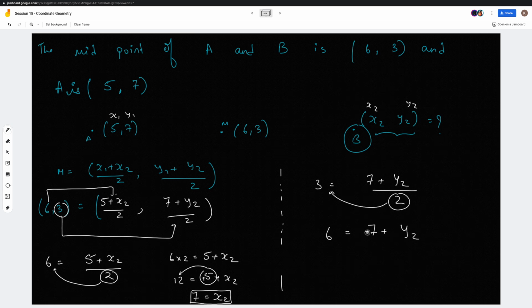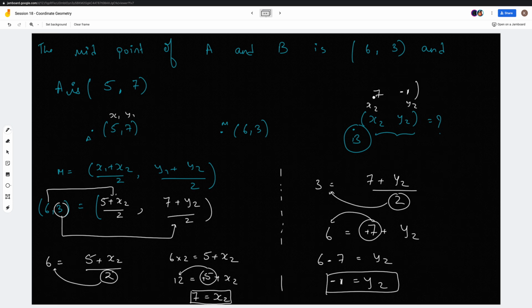Here, when you do not have any sign, that means you have plus. When plus goes to the other side, it becomes minus. So 6 minus 7 is equal to y2. 6 minus 7 is negative 1, that is equal to y2. That's how you get it. The x2 value is 7 and the y2 value is negative 1.